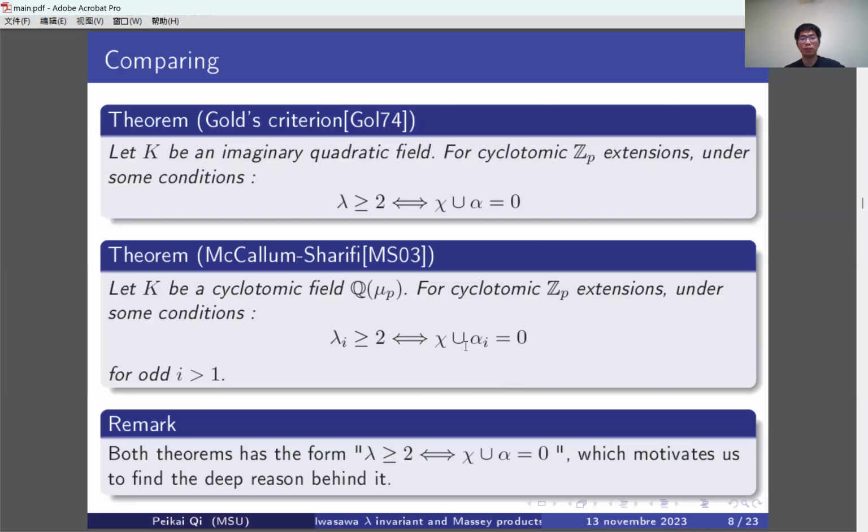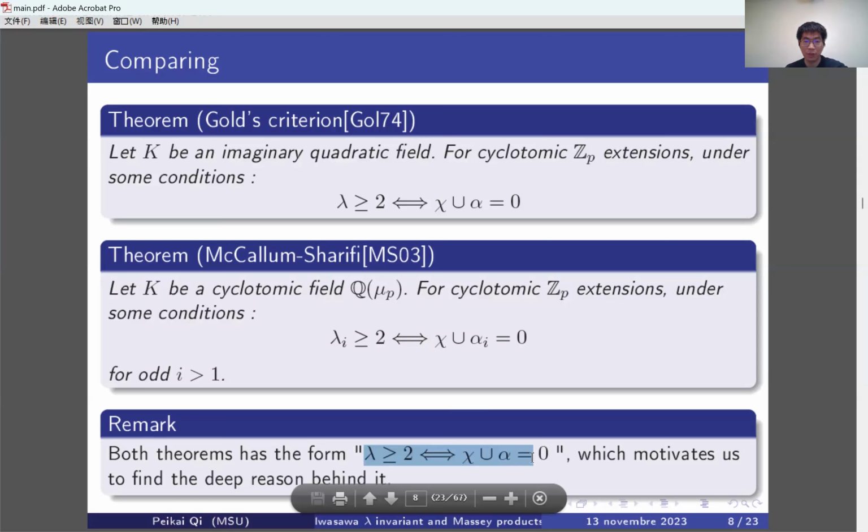Okay. Now we can put these two classical results together. You can see for the first one, K is the imaginary quadratic field, and for the cyclotomic Z_p extension, under some conditions, we have lambda at least 2 if and only if some cup product vanishes. And for the cyclotomic field and the cyclotomic Z_p extension, similarly, lambda_i is at least 2 if and only if some cup product vanishes. These two theorems were proved at different times, with different methods, and for different fields, but they both have a similar form: lambda at least 2 is equivalent to some cup product vanishing. This motivates us to find some deeper reason behind it.